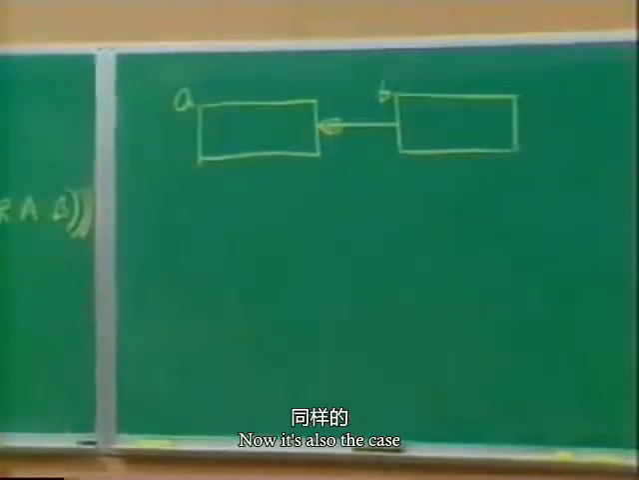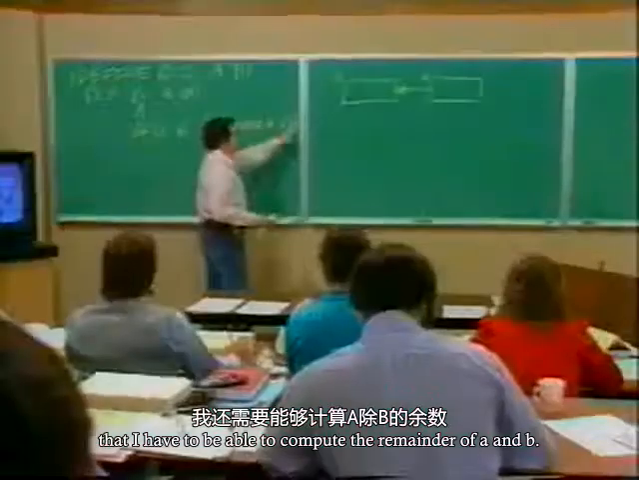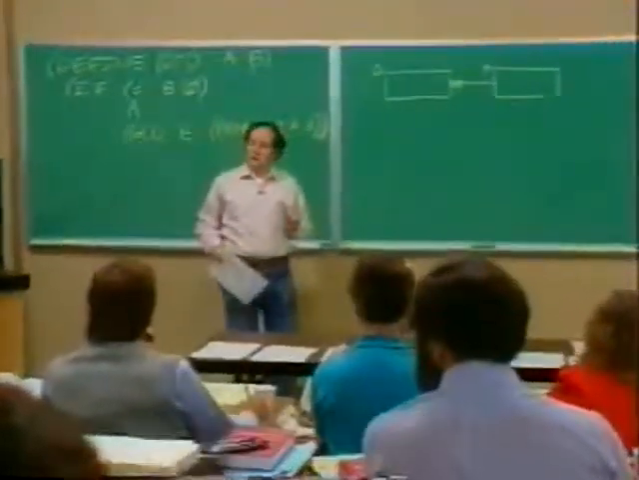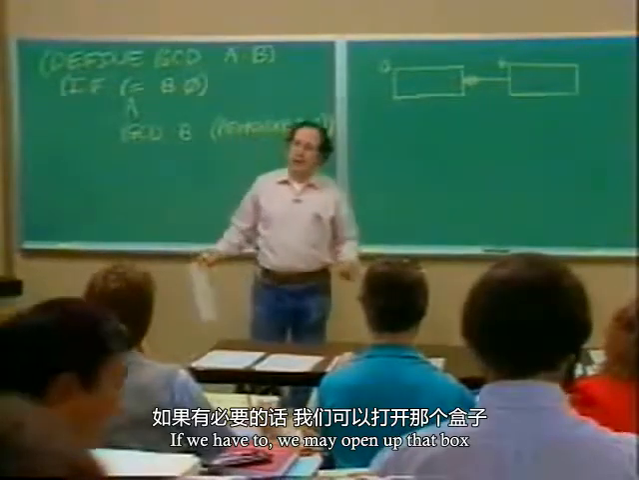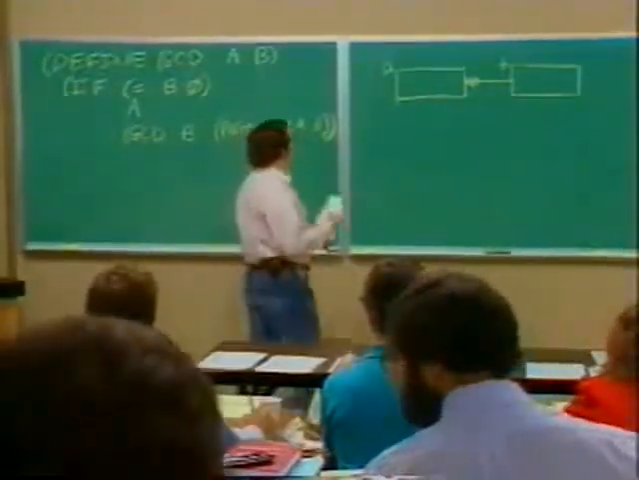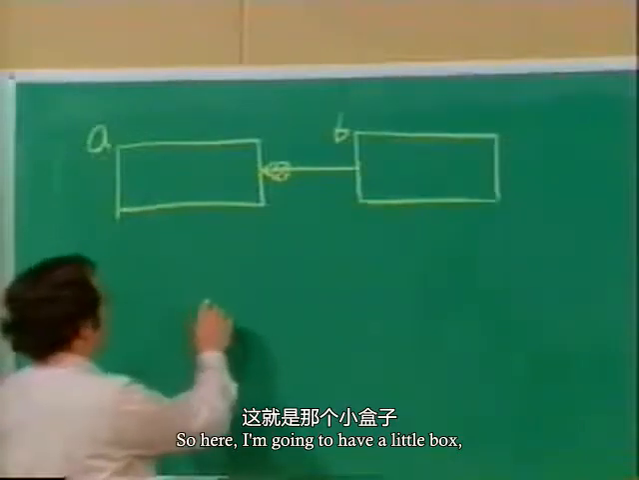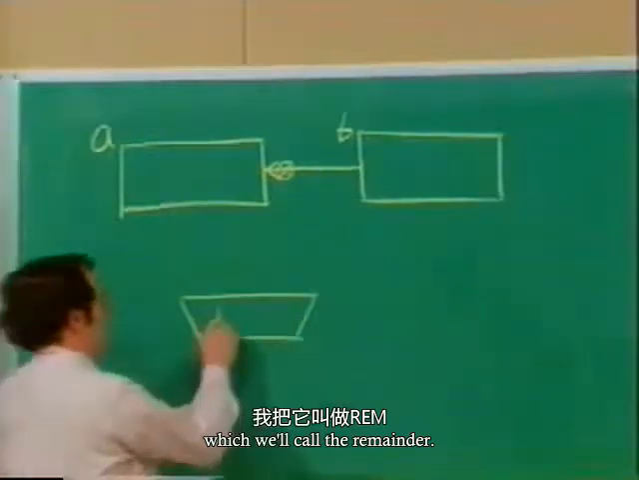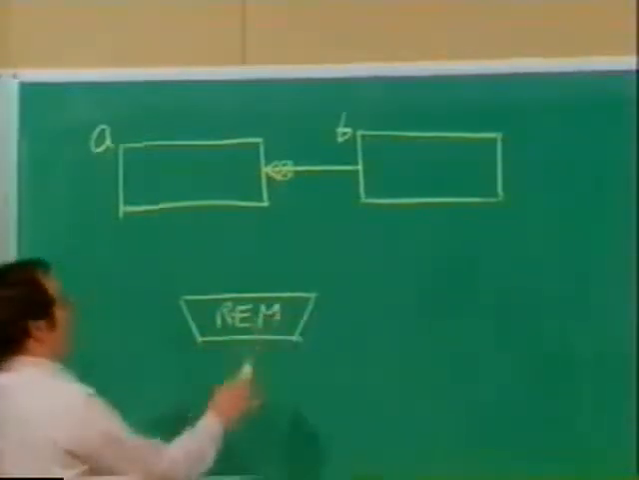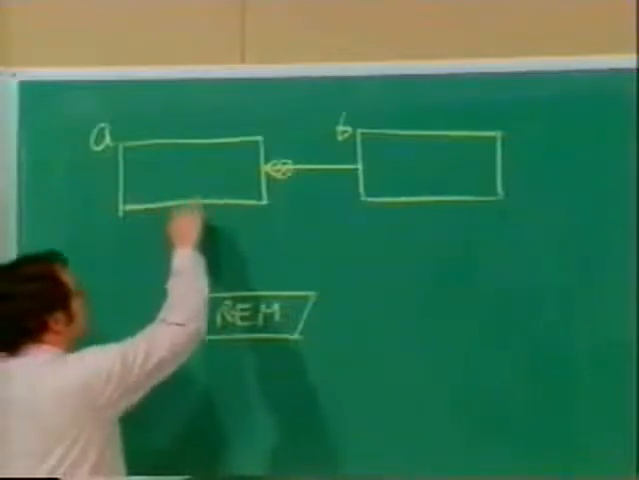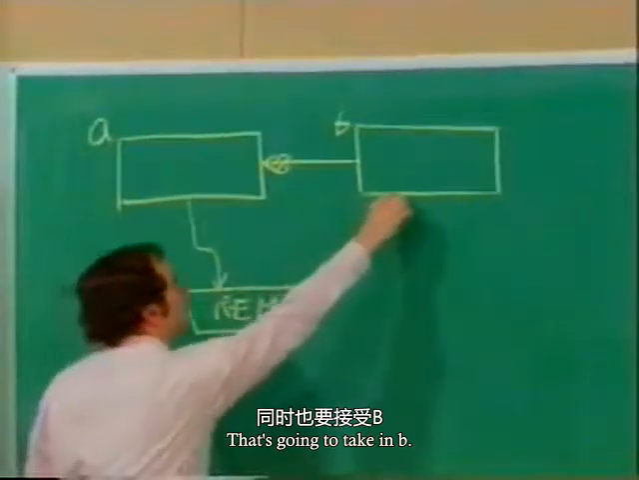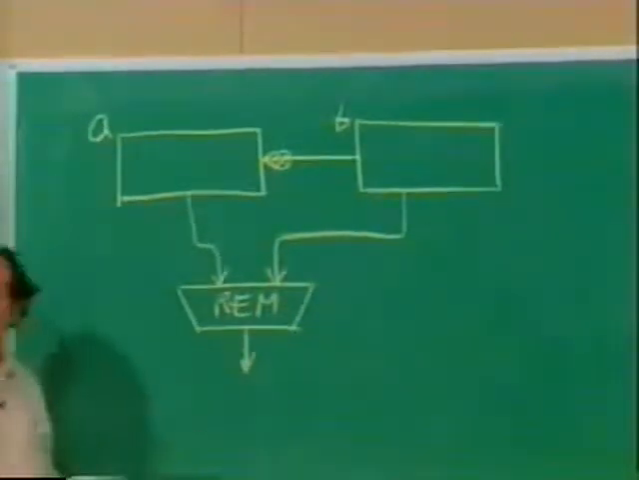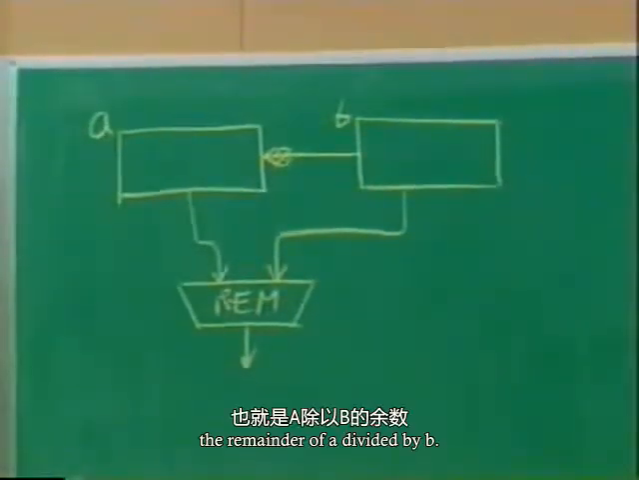Now, it's also the case that I have to be able to compute the remainder of A and B. Now, that may be a complicated mess. On the other hand, I'm going to make it a small box. If we have to, we may open up that box and look inside and see what it is. So here I'm going to have a little box which I'm going to draw this way, which we'll call the remainder. And it's going to take in A. And it's going to take in B. And it's going to put out the remainder of A divided by B.